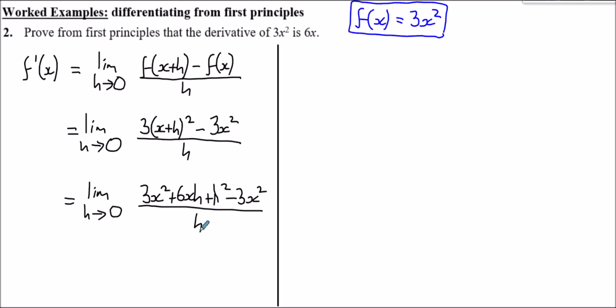Again, spot for me, what cancels on the top? You tell me before I tell you. Shout at the screen if you want, but not too loud so it disturbs your parents. Okay, 3x squared cancels, doesn't it? There you go, bye-bye. So now we just have 6xh plus h squared all over h.